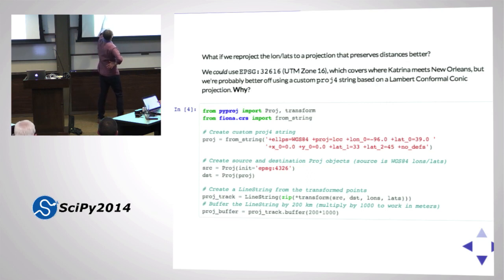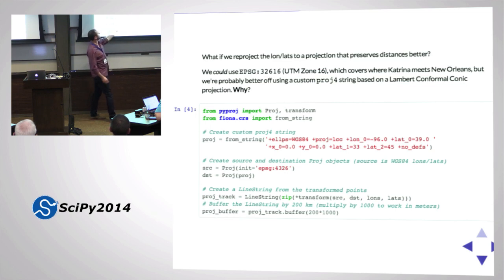And I create a proj object, or a proj dictionary, which is this custom proj4 string, where the ellipse I'm using is WGS84, and the projection is Lambert conformal conic. And the rest is just specifying lat long origins and offsets. Okay? So I create a source and a destination proj object, okay? So the source is EPSG 4326, lat long coordinates. The destination is this projection, okay?